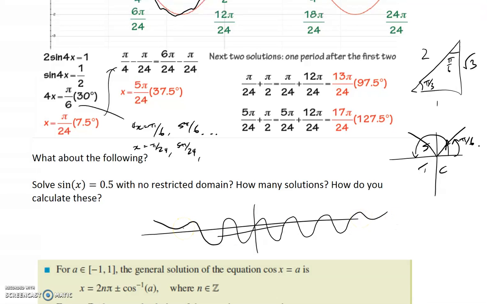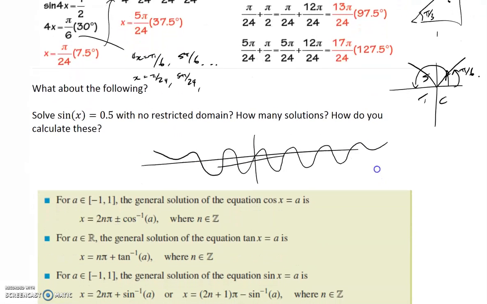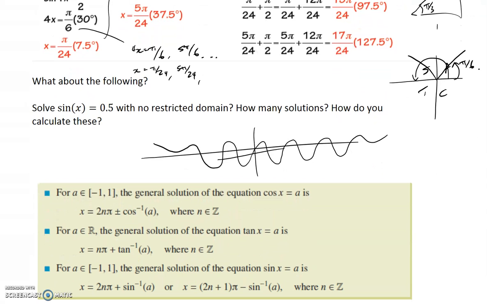So there's an infinite number of solutions, and we can work out how to do these with the general solution formulas. Okay, so for cosine x we have the general solutions given by this formula, and for tan x the general solution is given by this formula, and for sine x the general solution is given by this one or that one. So you've got two things there, and we're going to try and sort of derive these.